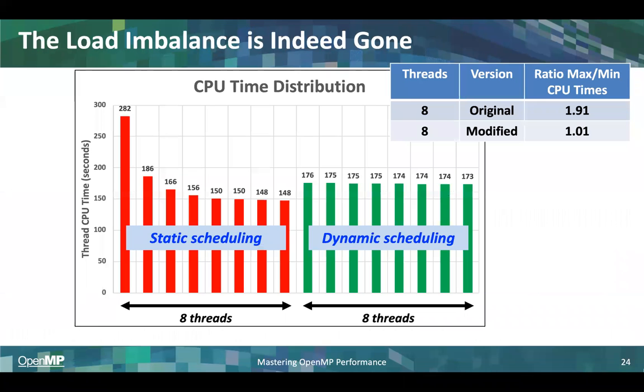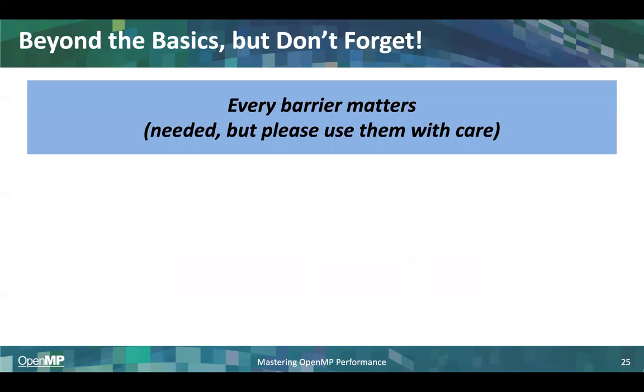So what I did, I again looked at the CPU time distribution across the threads. While we had that big gap in the original case, with dynamic scheduling the CPU time is pretty much distributed equally. So the gap is indeed gone. It's not only an optical illusion, it's actually really gone. All right, let's continue with the recipe.